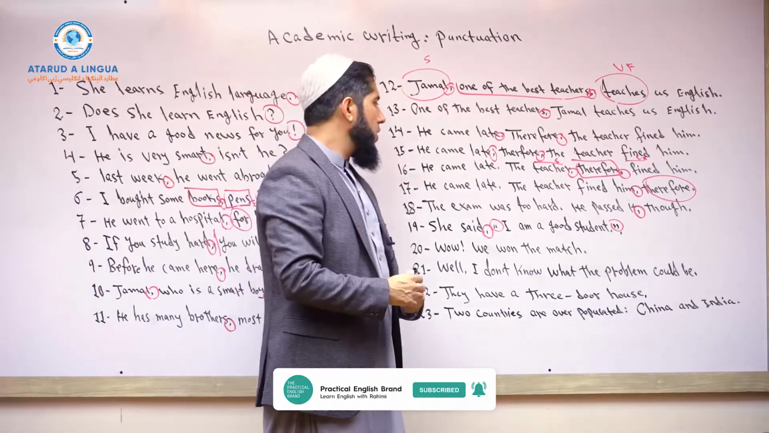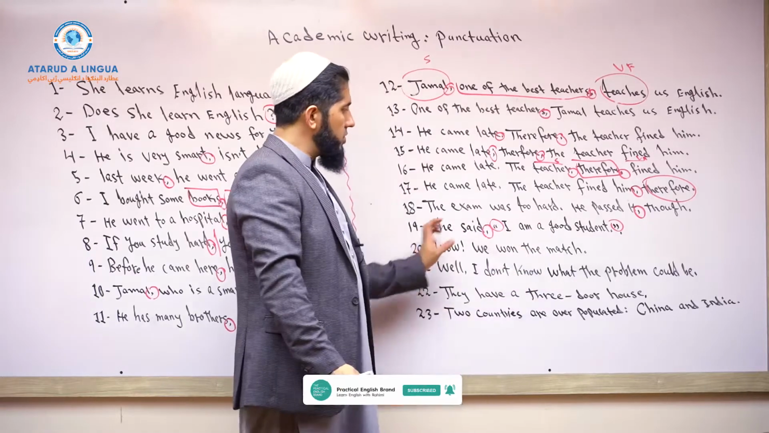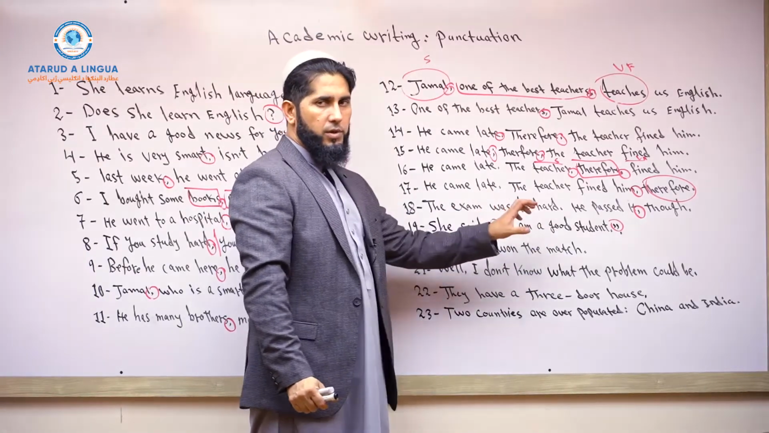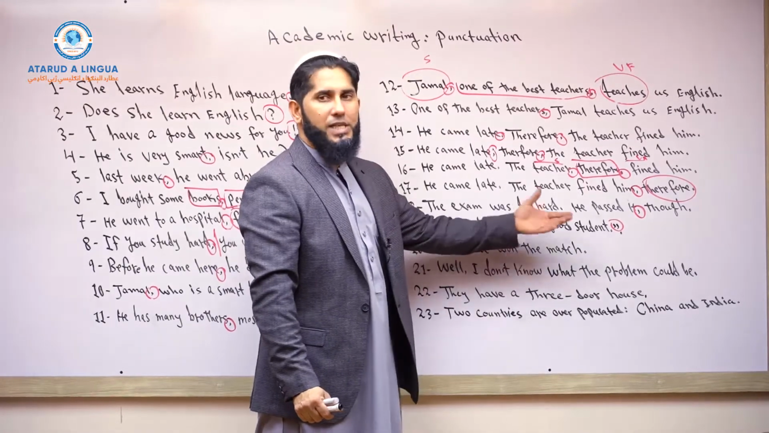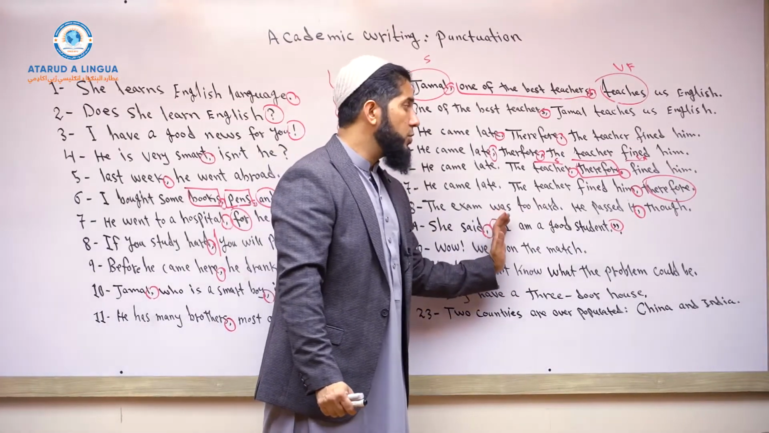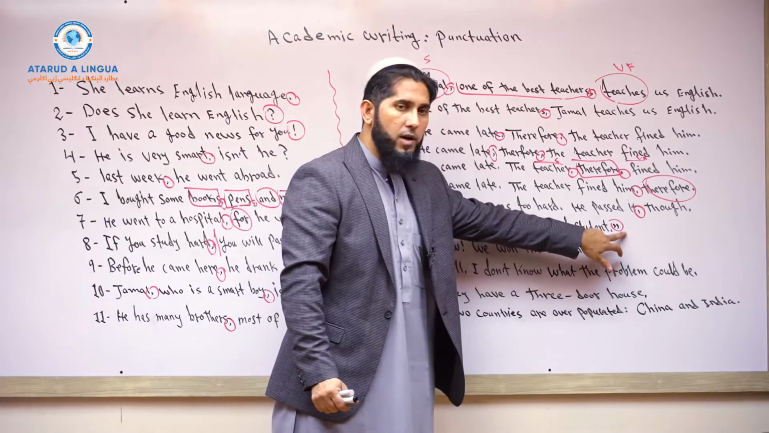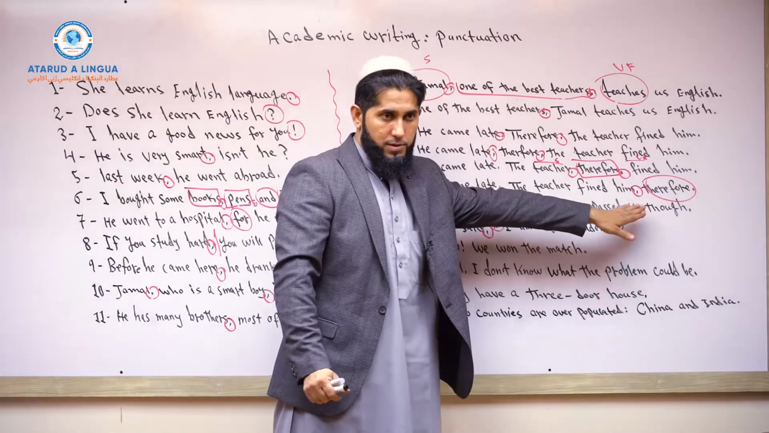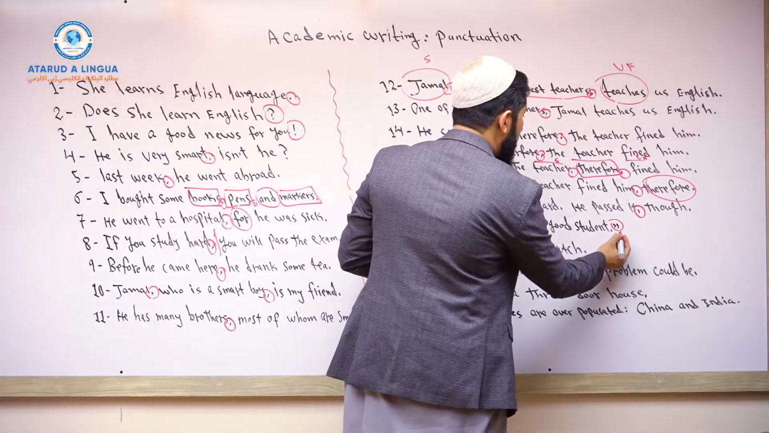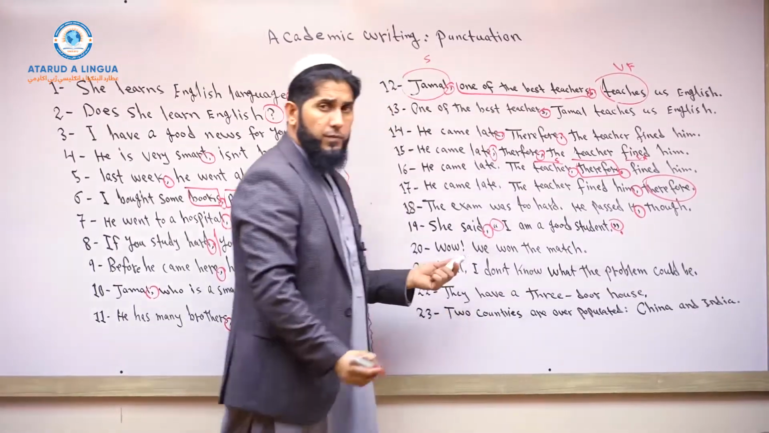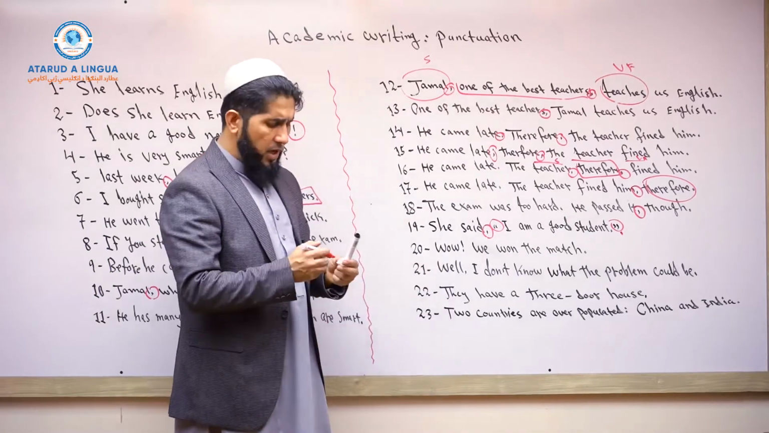Again, you may change the positions of the reported and reporting speeches. You may bring the reported speech first: I'm a good student. Instead of this dot, you need a comma, and then you say she said. Understood? So that's also possible. And again, here we have an interjection. But let me tell you this.